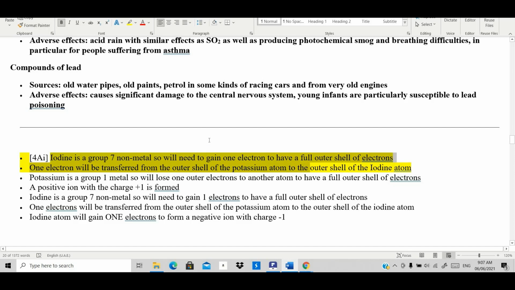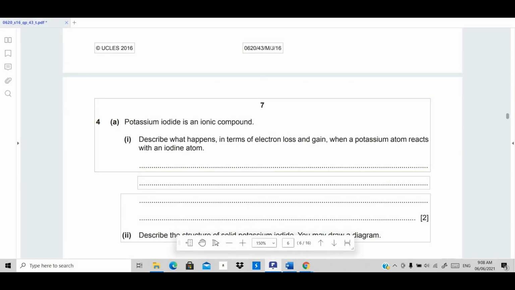I think I'm just speaking too fast. Sometimes the tongue slips. Okay, I will try to slow down. Iodine is a group 7 non-metal, so it needs to gain 1 electron to have a full outer shell of electrons. So 1 electron will be transferred from the outer shell of the potassium atom to the outer shell of an iodine atom. So basically we are mentioning it in terms of electron loss and gain. I hope you're getting it. I'll mention this answer here.